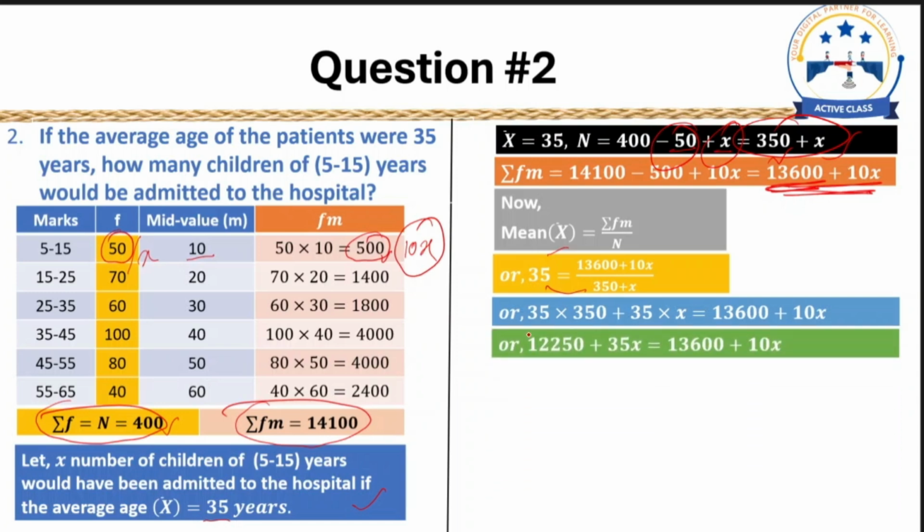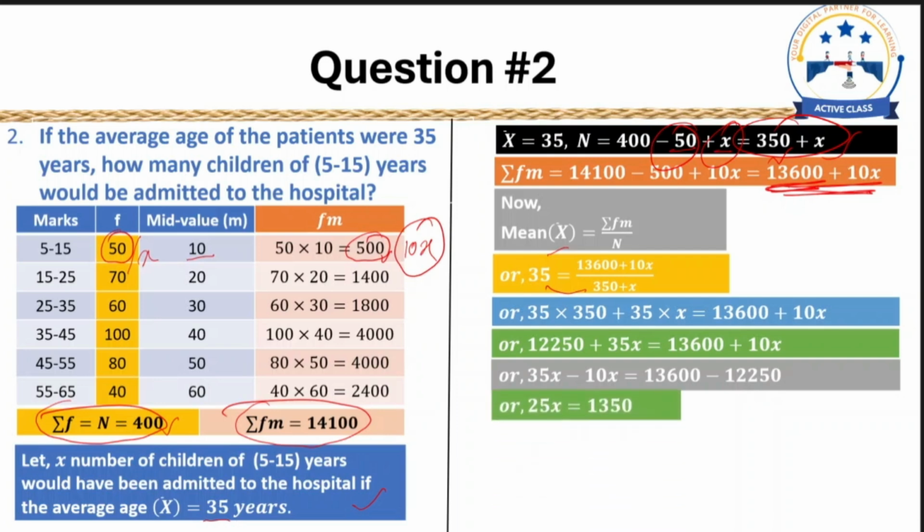Let's multiply. 35 times 350 is 12,250. 35 times x is 35x, and the right hand side remains the same. Let's keep the like terms together, meaning 35x and 10x are like terms, so I kept 35x on the left side, so plus 10x becomes minus 10x, and 13,600 and 12,250, I kept them on the right side. If you subtract, 35 minus 10 is 25, 13,600 minus 12,250 is 1350, this 25 divides the right side, and finally we get x equals 54.